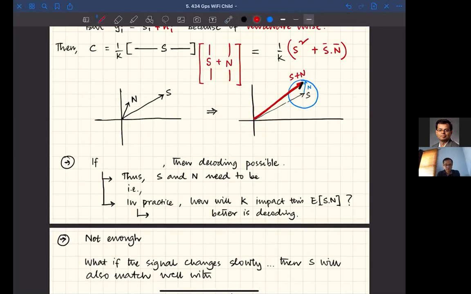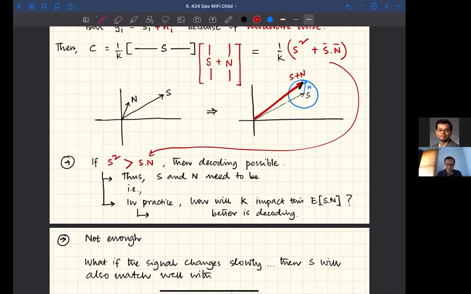Great. So now look at this one. If S squared is much greater than S dot N, then decoding is possible. Then you can say, yes, the signal is present. Right? But if S squared is not too much greater, if S times N is pretty comparable, then it's not clear because that correlation value would be pretty low.